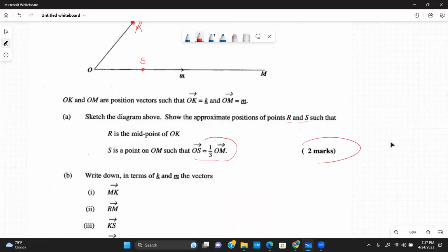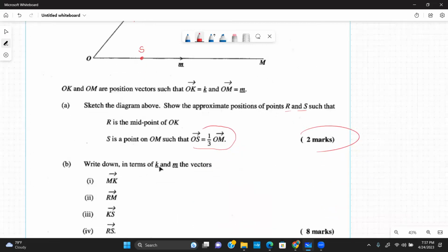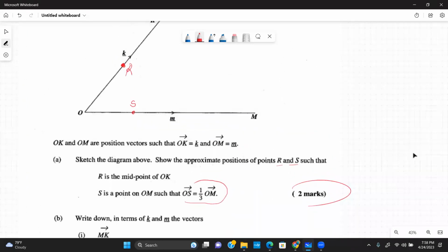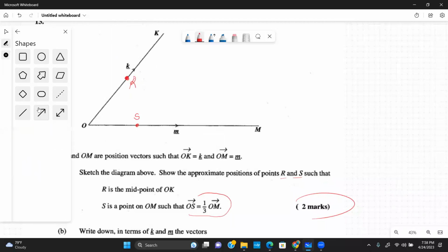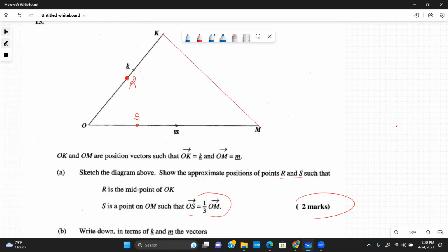Next one now. Look what they asked for. Write down in terms of K and M vectors, MK, M to K. Look, they want you to move from M to K. Do as we say. M to K: you're moving from M to O and then from O to K.